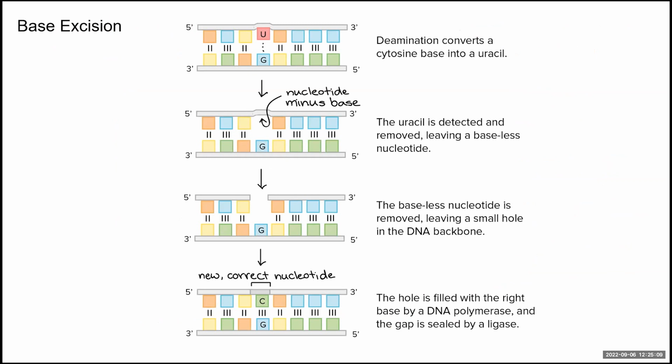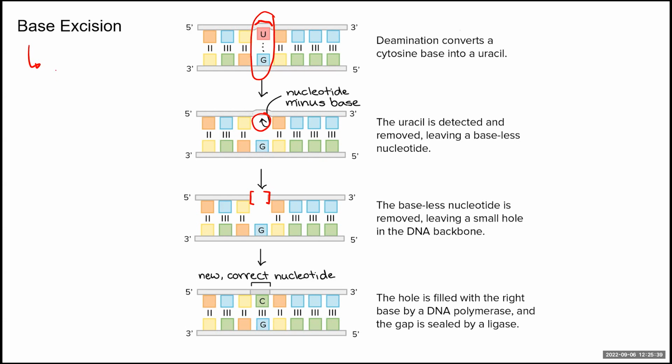Base excision is relatively straightforward. For example, when deamination converts the cytosine base into a uracil, this creates a small mismatch in the surface of the DNA that can be detected. The uracil is then detected and removed, and the baseless nucleotide is removed. This leaves a small hole in the DNA backbone. So this is the base excision part.